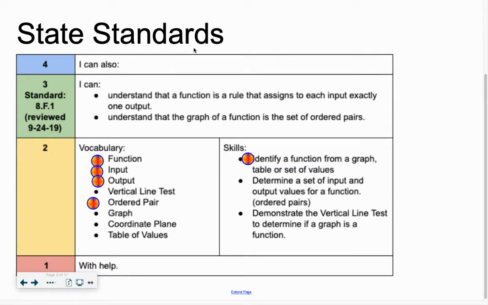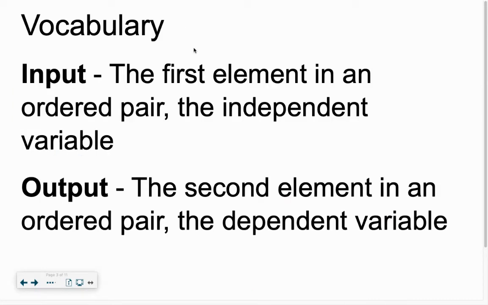It's going to be similar to the previous chapter we were just in, so it'll sound familiar to us. To start with, we talk about the input. It is the first element in the ordered pair. So when we talk about an ordered pair, this would be the X value. And notice how it starts with the word in. So it's what we put into an equation. It's what you put into a function. It's what we put in.